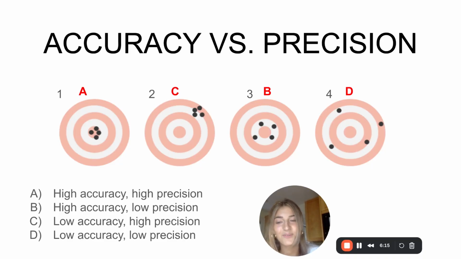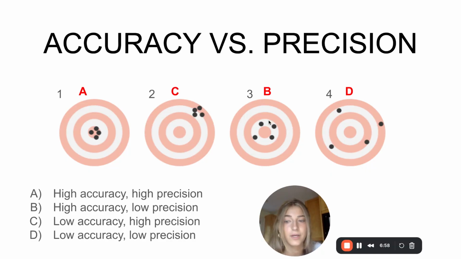Here we go. So number 1 is A, which is high accuracy and high precision. As we can see, the dots are accurate. They are close to the center of the target where you would want them to be. And they have high precision because the points are all within a small range to each other. Compared to number 2, which is C, low accuracy and high precision. So it has low accuracy because it's not on target. See, it's more skewed up here. However, it has high precision because the points are all close together, so small range, high precision.